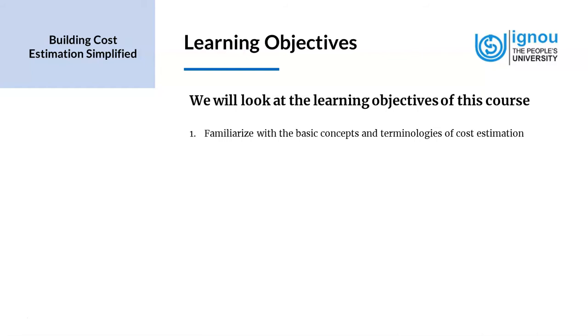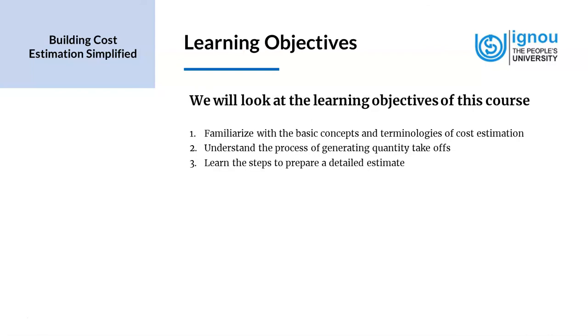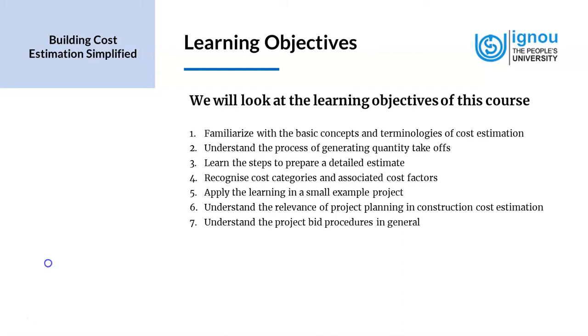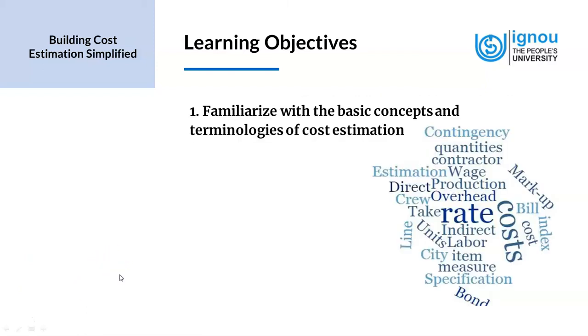1. Familiarize with the basic concepts and terminologies of cost estimation. 2. Understand the process of generating quantity takeoffs. 3. Learn the steps to prepare a detailed estimate. 4. Recognize cost categories and associated cost factors. 5. Apply the learning in a small example project. 6. Understand the relevance of project planning in construction cost estimation. 7. Understand the project bid procedures in general. We look into the details.